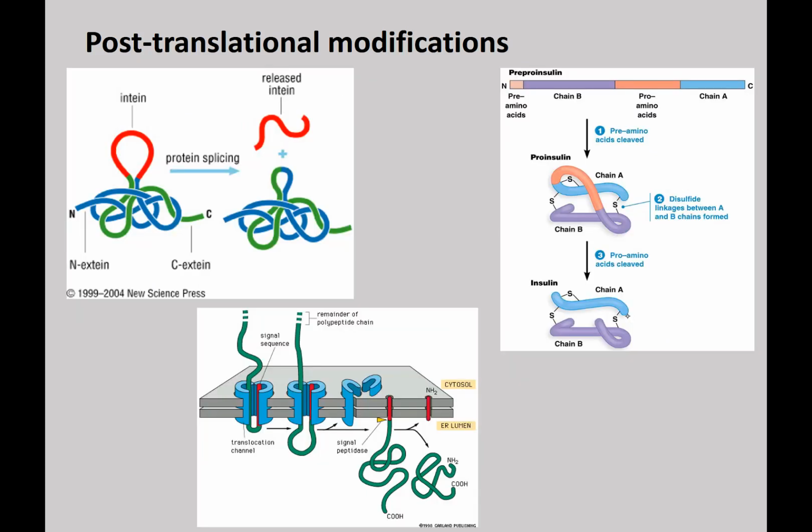Other types of post-translational modifications can involve actually cutting the protein. So inteins and exteins, remember introns and exons are in RNA molecules. Inteins and exteins are in proteins. So some proteins can self-splice. So they can actually cut a piece of the protein out and rejoin it. So the inteins go out and you're left with the exteins or the functional protein.